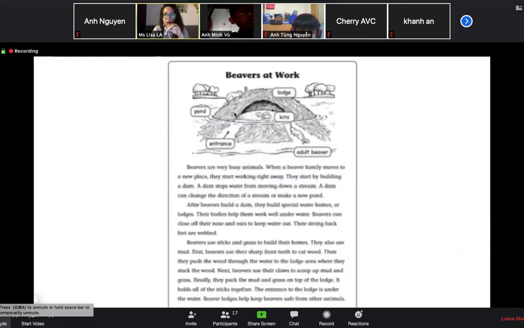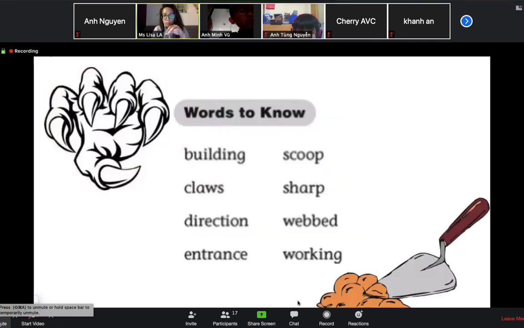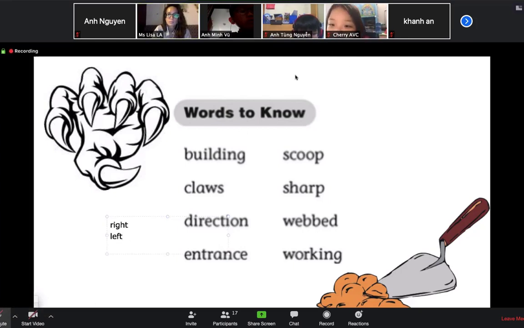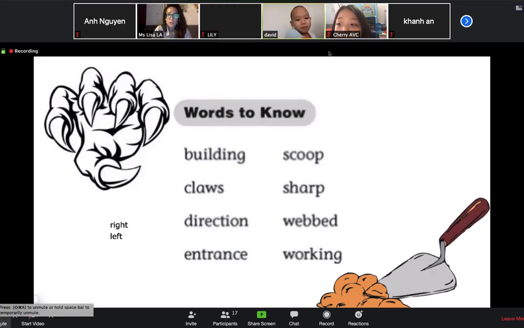All right, what about direction? When we're talking about direction, what do we mean? Lily, do you know any direction words? Right. Okay, David, what's another direction word? Right and left. Okay, we have left. What else? Do we know any other direction words, David? Left. We already said left. Lily said right and left. What's another one? Up. Monkey. Okay, very good.